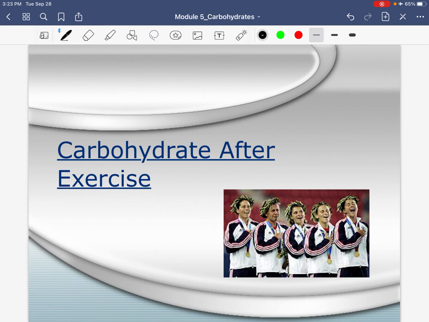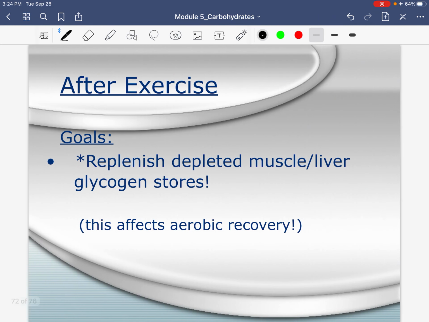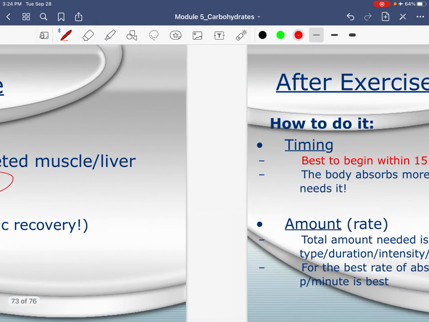Okay, what about after exercise? After exercise, right after, and a little bit longer after, your goal is to replenish the glycogen. Now think about it. During exercise, our goal was to replenish the blood glucose. After exercise, we initially are going to replenish the blood glucose, but that won't take long. Our longer term strategy after exercise is to not only replenish the blood glucose, but to also replenish the glycogen.